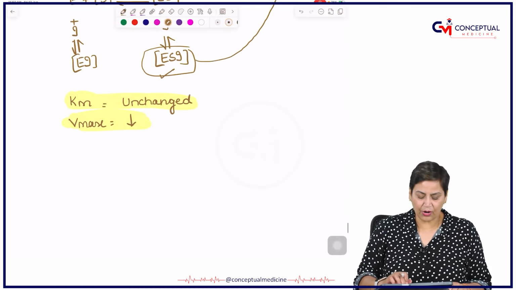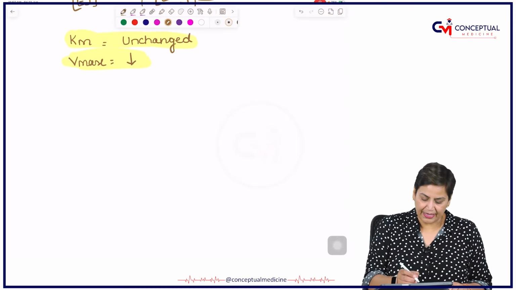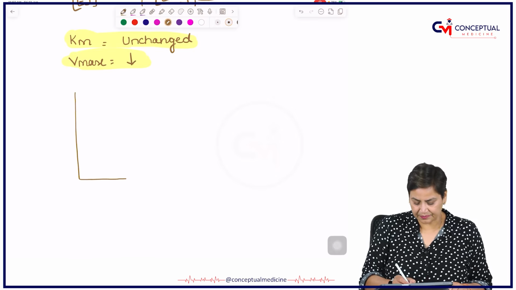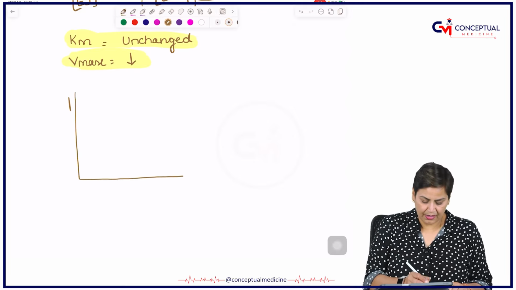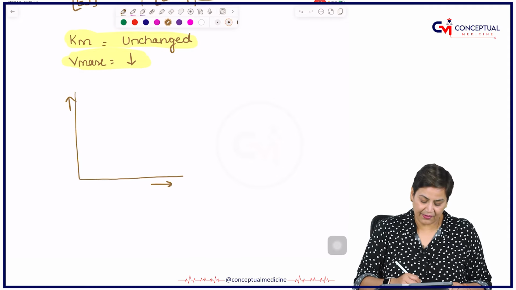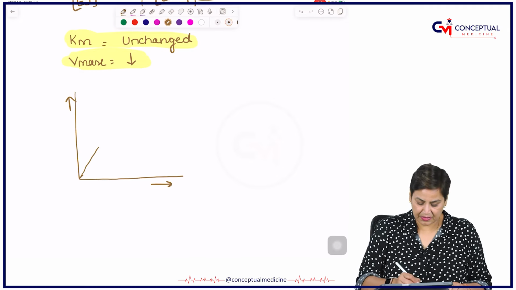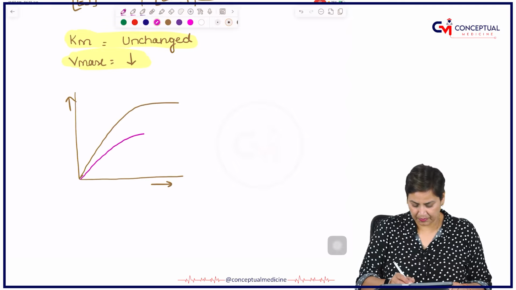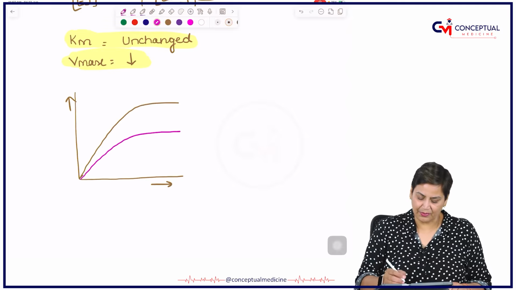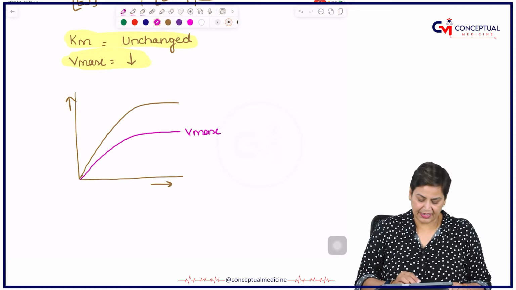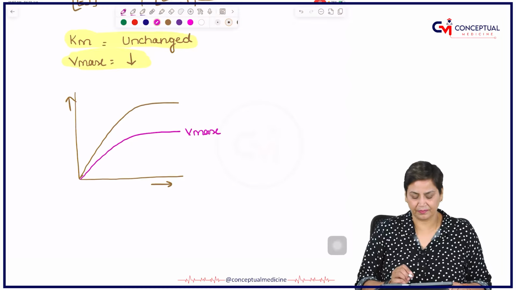And if I have to plot it as per the Michaelis-Menten graph, x is the substrate axis and y is the velocity axis. So I can simply say that Km will be unchanged. It will look like this. So there will be a change in Vmax, whereas Km remains the same.